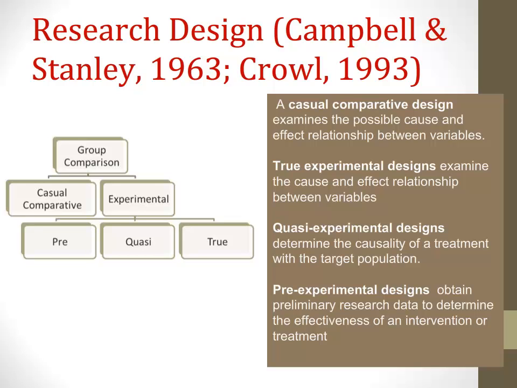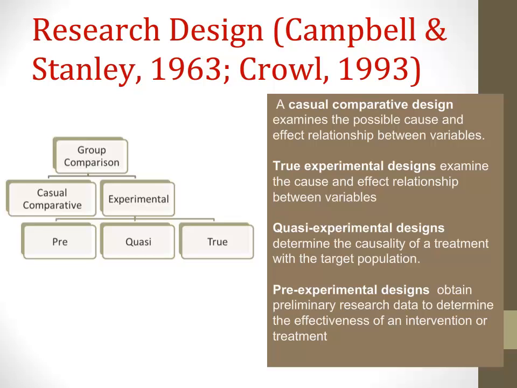Campbell and Stanley in 1963 purported that there are three experimental designs: pre-experimental, quasi-experimental, and true experimental. The distinguishing characteristic of all experimental designs is that the researcher manipulates the independent variable. Let's go ahead and start talking a little bit further about each of these types of experimental designs. Let's start with the true experimental design.